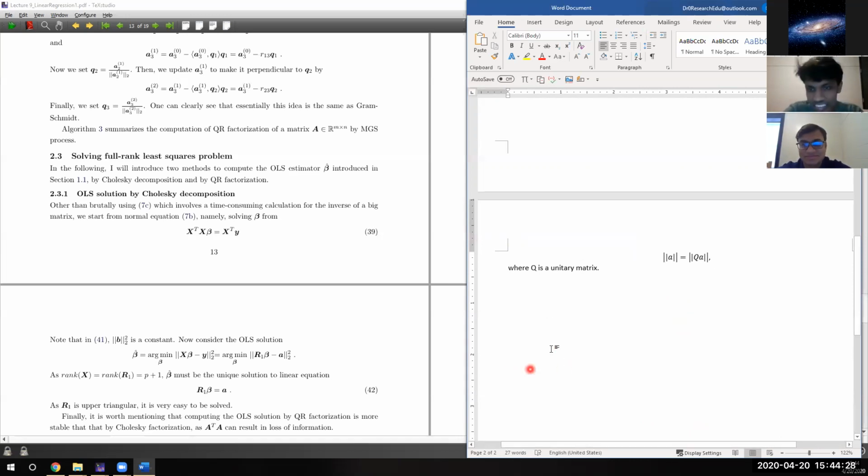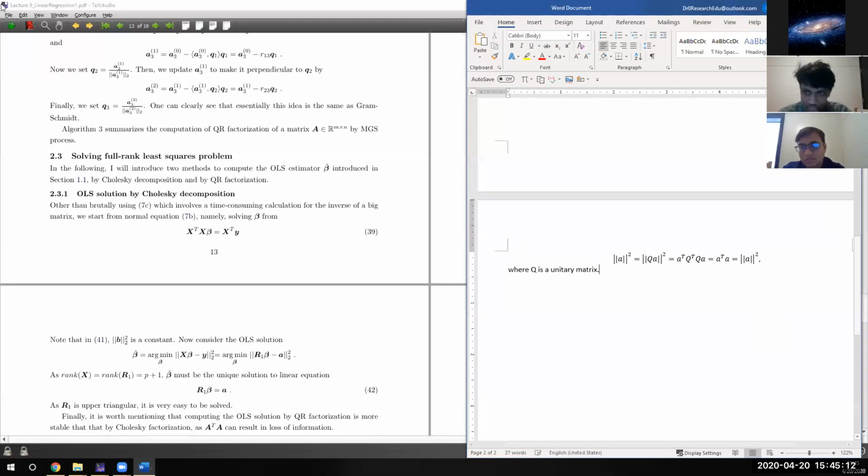Oh, yeah. Okay. Remember how to show this one? Q is unitary, so Q transpose Q is the identity, right? Yeah, that's it by definition. Let's say the norm of QA, squared, to make it easier. This one equals A transpose Q transpose QA, which equals A transpose A, done. Equals the norm of A squared.